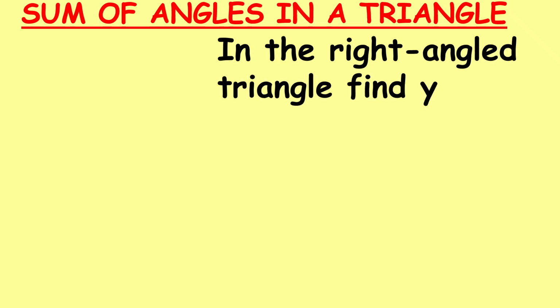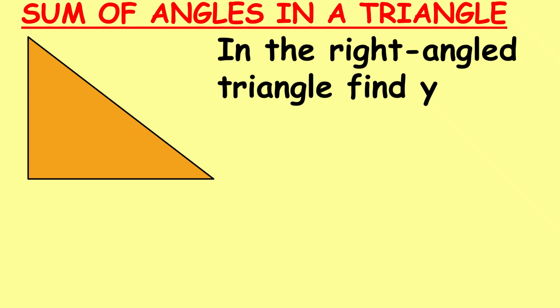So let's look at the sum of angles in this particular triangle. There is a right angle triangle and we want to find the value of y. So the angle here is 50 degrees and then our y is the unknown, which we'll be solving for. Remember, the angle at this particular corner is 90 degrees because it is a right angled triangle.